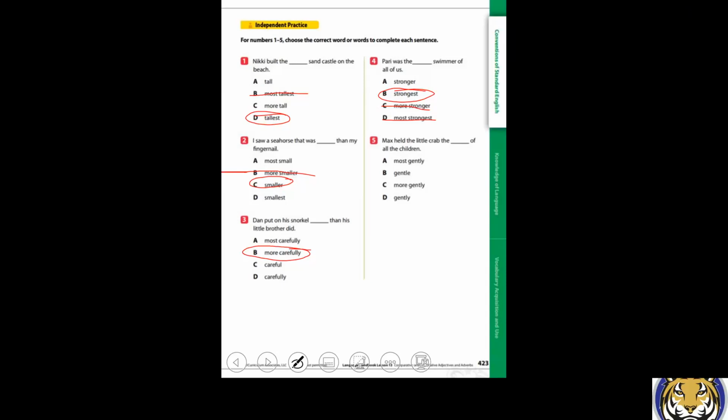Number 5, Max held the little crab, the blank of all the children. Most gently, gentle, more gently, or gently. Let's see. Max held the little crab the most gently of all the children. So we know all the children is more than one comparison. So that would either give us EST or most. Well, I don't see EST, so that means my answer choice is A, most gently.